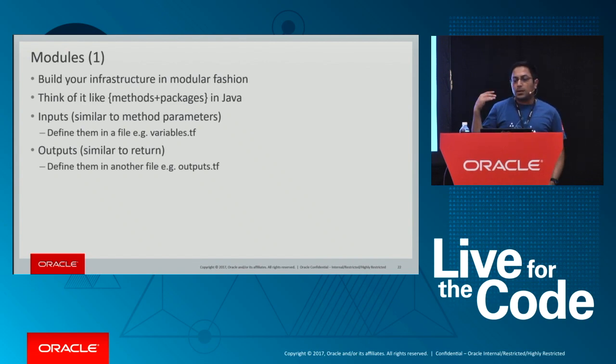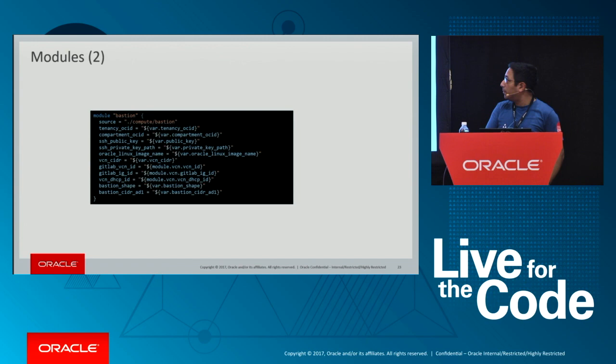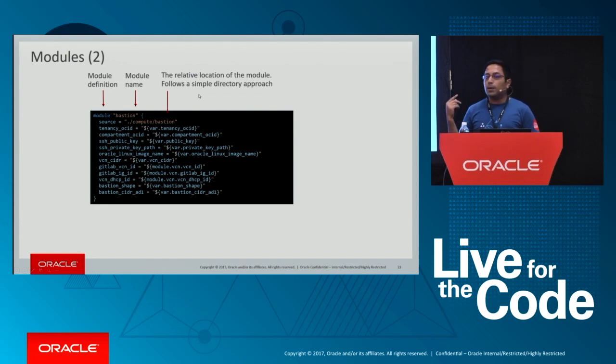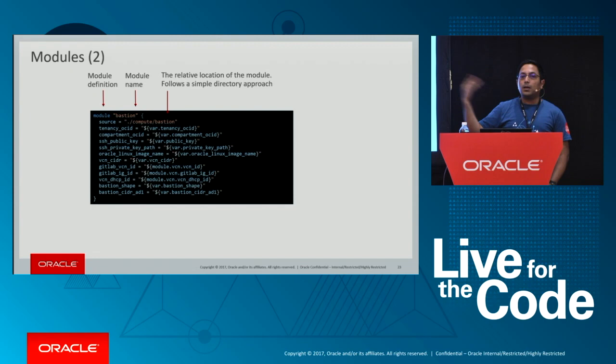Now, why I say it is a combination of methods and packages: one, it has inputs and outputs, but a Java package does not have outputs or inputs. What it does have is a particular folder structure, and Terraform has something similar. How you define a module is you give it the keyword module, and then a name, and there's only one required parameter, which is the source. You're saying where, relative to where you are, that module has been defined. The example I'm using here is a relative file path, but you can also point it to another GitHub repo, for example. That allows reuse, basically.